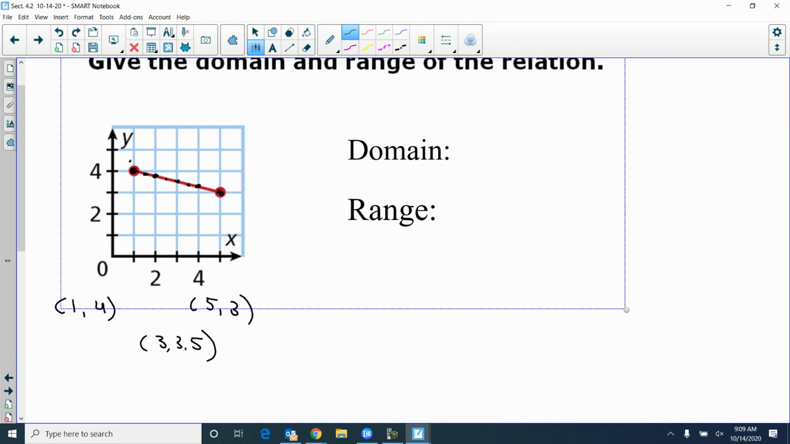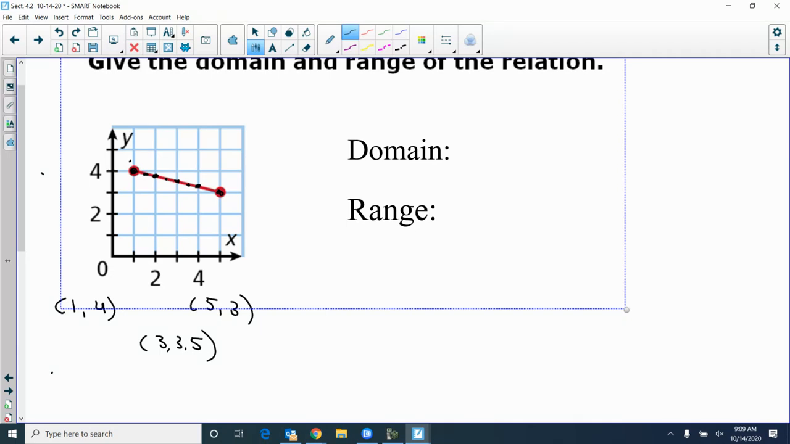Can you give me more? 2.75. All right, 2.75. How about 2.85? Could we technically list all of them? All of them? No, because it's infinite. All right, so how do I tell the domain? How do I list the domain so I hit all these points?